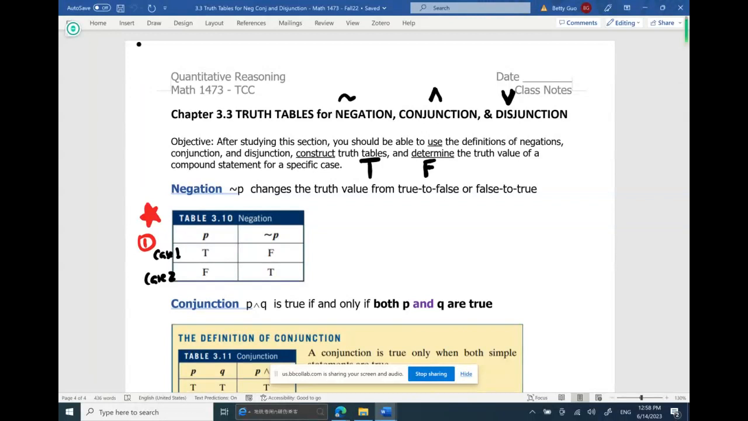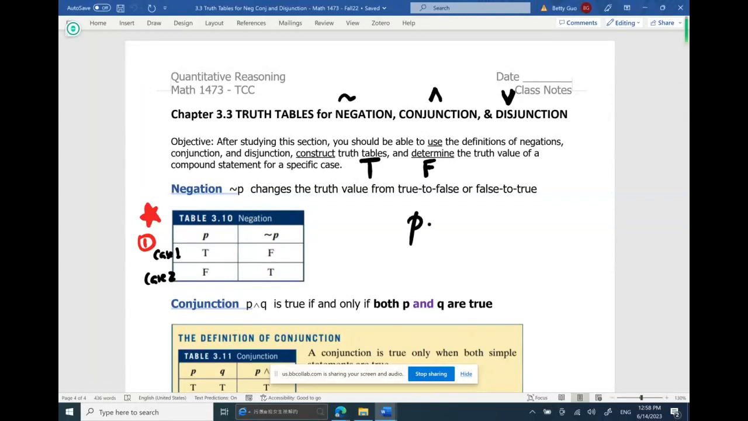When P is true, then the negation of P is false. When P is false, then the negation of P is true. When two statements are negations of each other, then they have opposite truth values. Does that make sense?